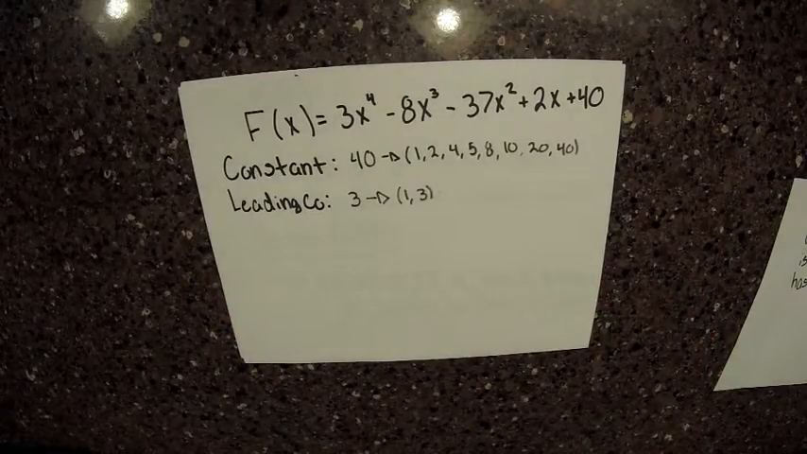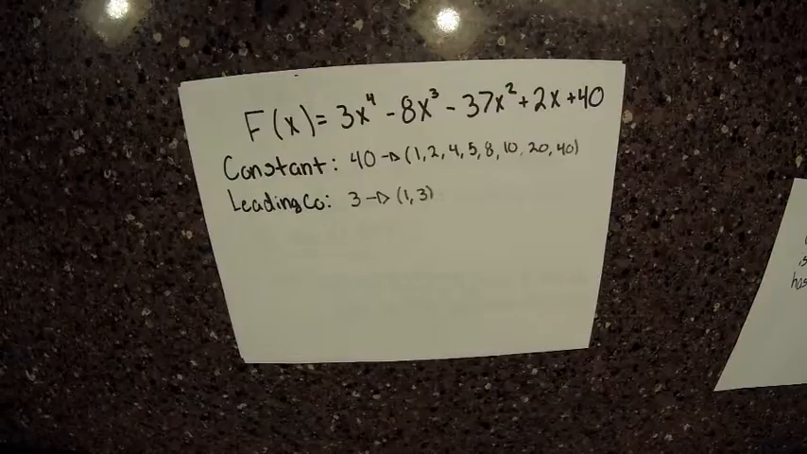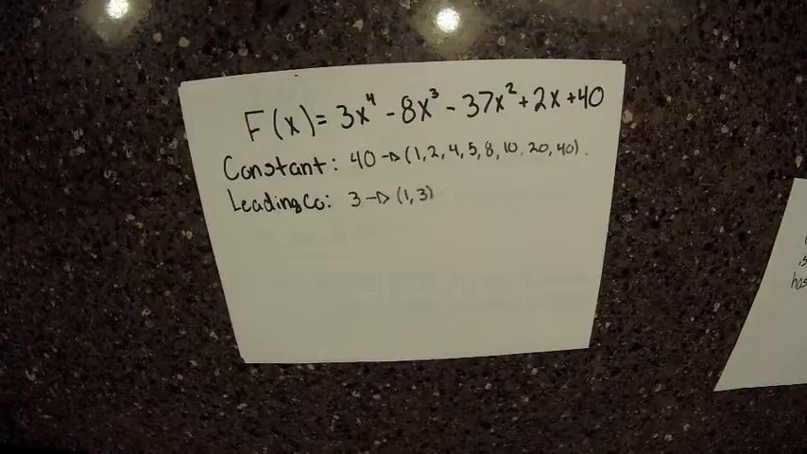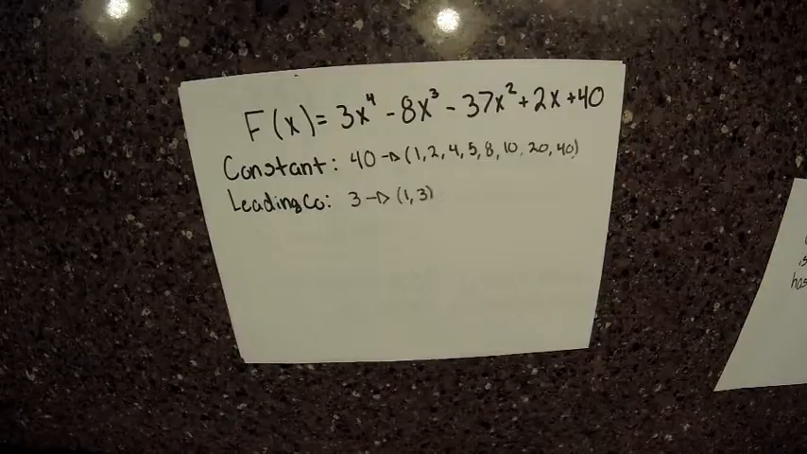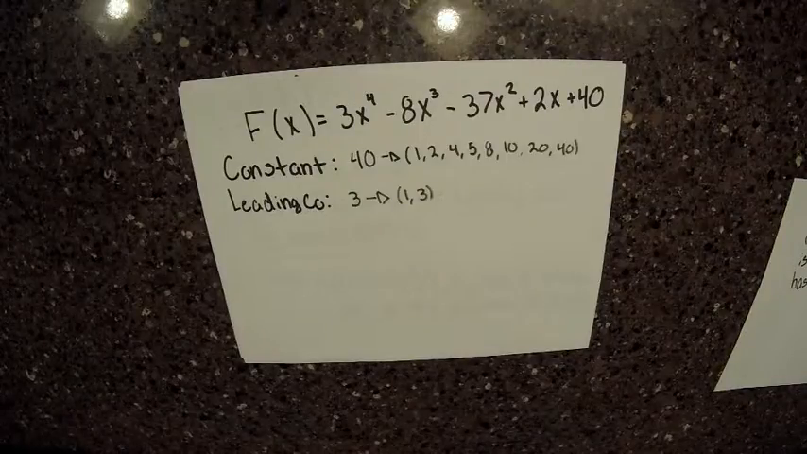The equation I'm going to be using today is f of x equals 3x to the fourth minus 8x to the third minus 37x squared plus 2x plus 40. Now, what you need to know is what a constant is and what a leading coefficient is. A constant is the number in a polynomial that is bare, that doesn't have a variable or an exponent. In this case, the constant is 40.